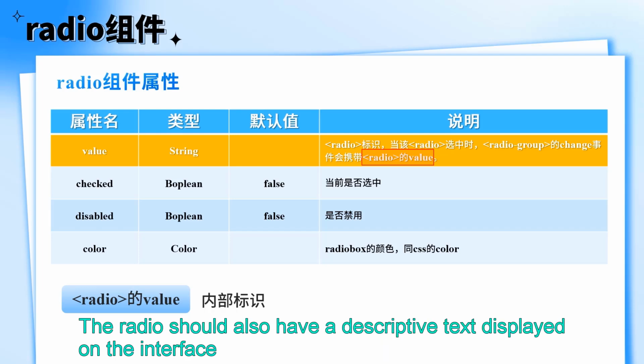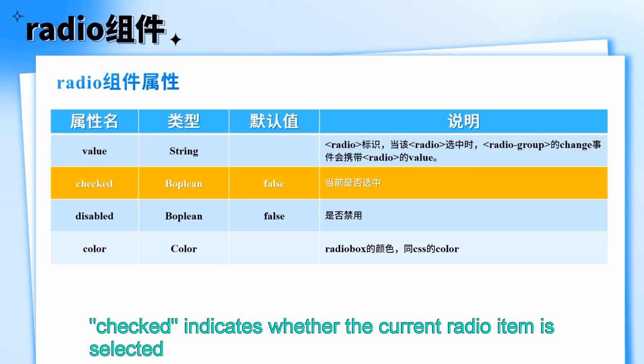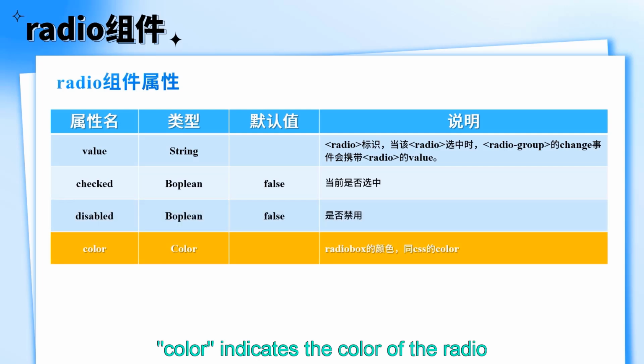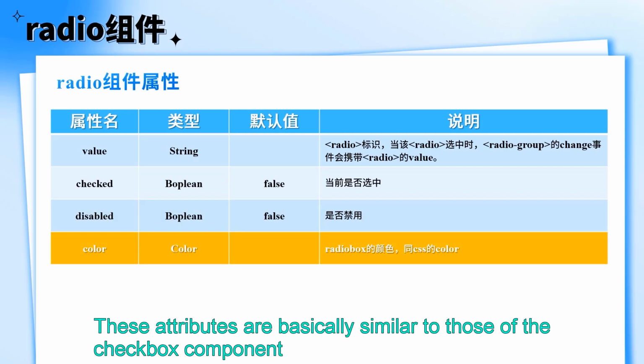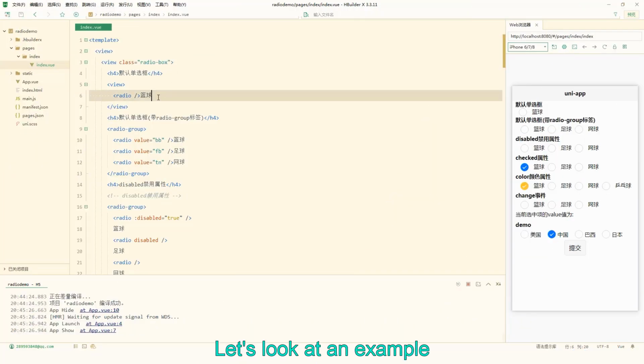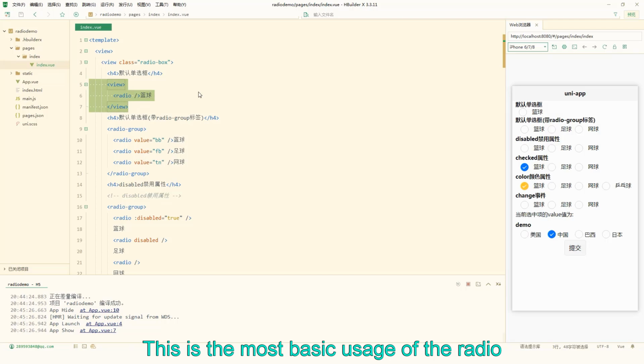The radio should also have a descriptive text displayed on the interface. Checked indicates whether the current radio item is selected. Disabled indicates whether the current radio item is disabled. Color indicates the color of the radio. These attributes are basically similar to those of the checkbox component. Let's look at an example. This is the most basic usage of the radio.